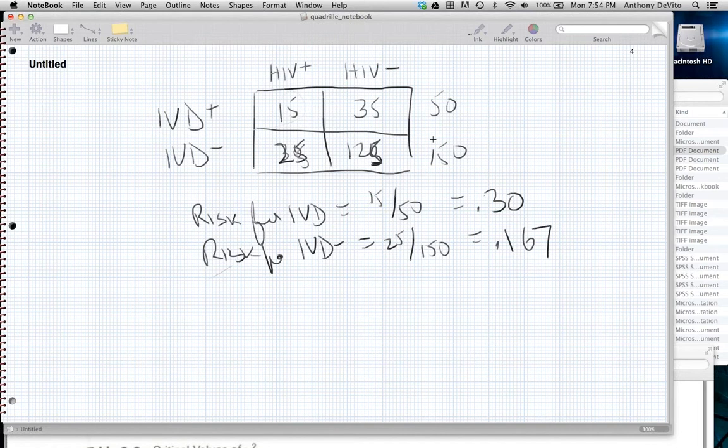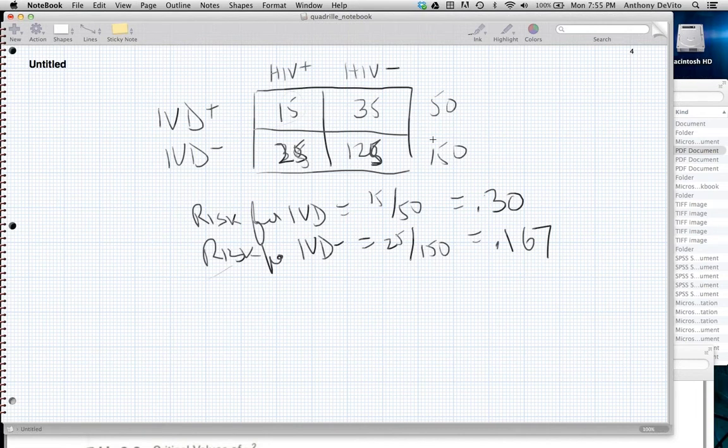In other words, what's the prevalence? This is kind of the same thing as the prevalence for that group, right? So 25 out of 150 people, 25 of them are HIV positive. I'm doing this because I want to know what the risk or prevalence is for that particular group. If you just gave me 100 people, I could say I'd expect about 17 of them to be HIV positive if they didn't use IV drugs.